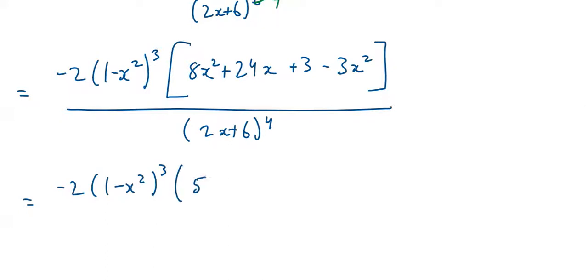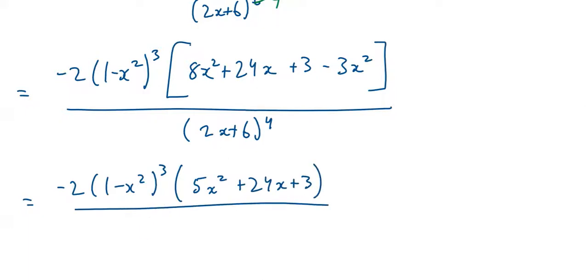So this looks like it should be 5x squared plus 24x plus 3 all over 2x plus 6 to the 4th power. And what do you think? Happy with that?